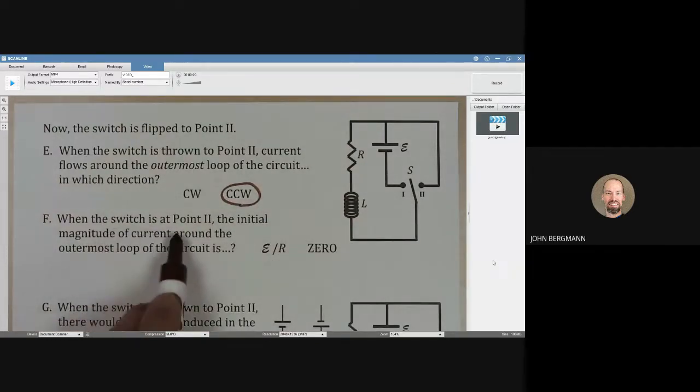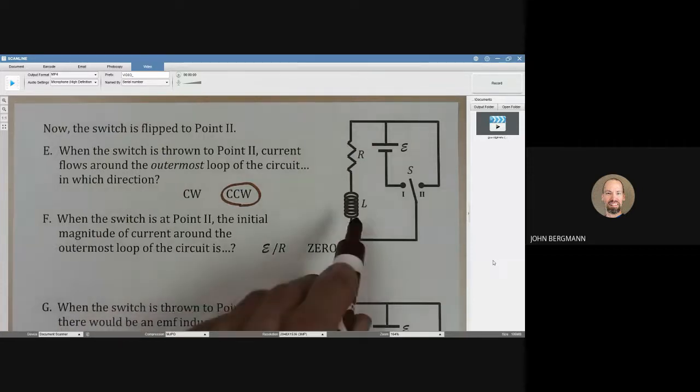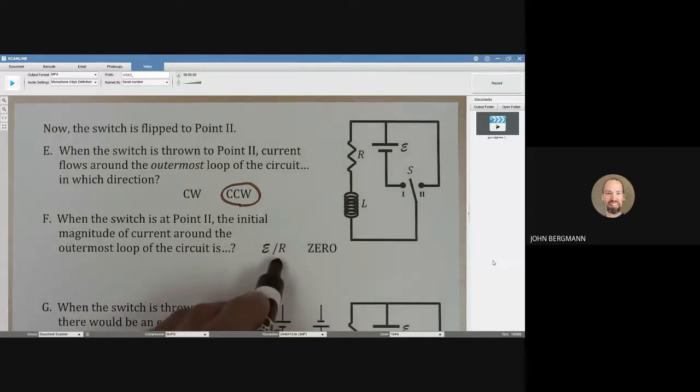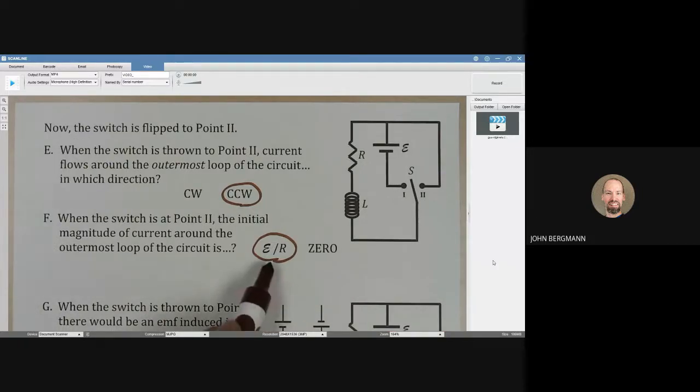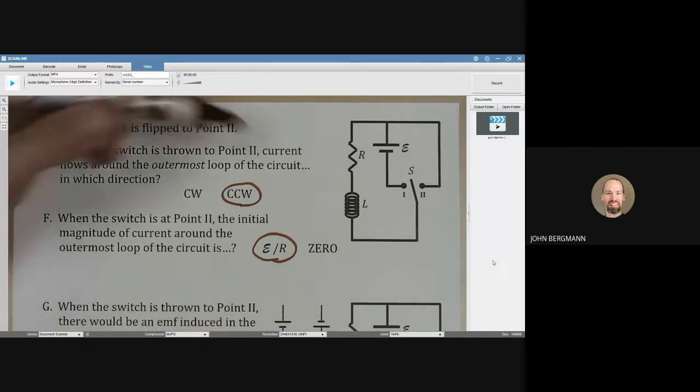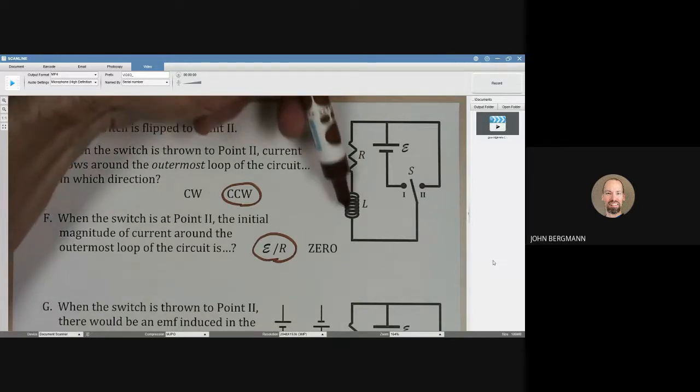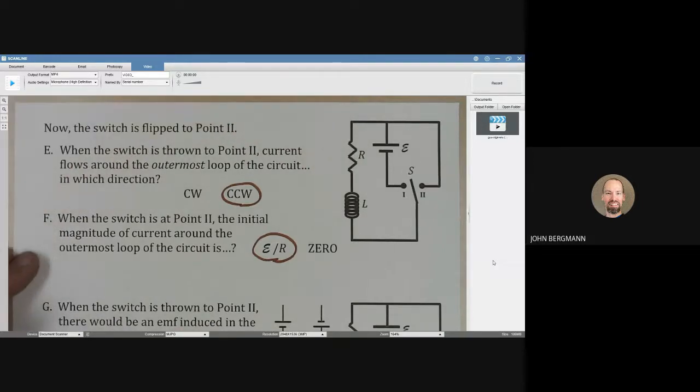And when that switch is at point 2, what's the initial magnitude of the current of the outermost loop? Well, remember, an inductor will attempt to maintain whatever current it has. And for an instant, it will be able to maintain that current that was going through when we had it at point 1 for a very long time. In other words, the inductor, when we flip it to point 2, it's going to wake up and release some of its energy, and for an instant, it will be able to maintain that current that it had in it.